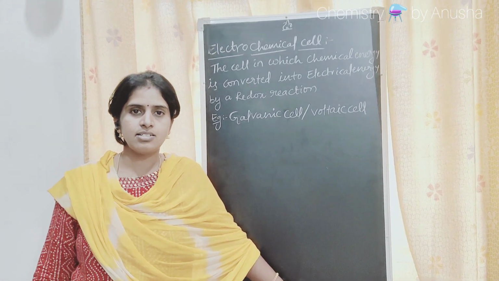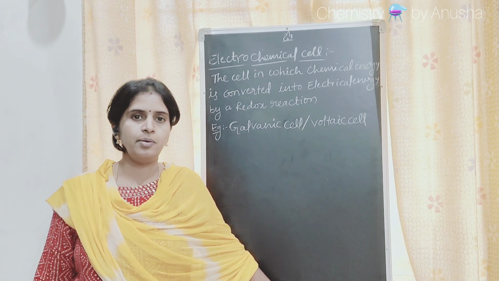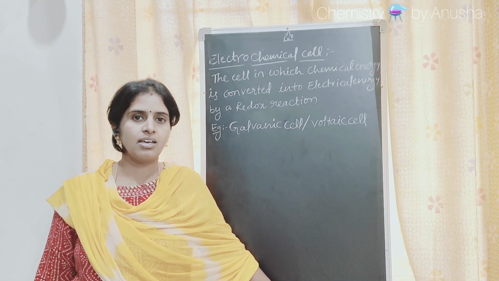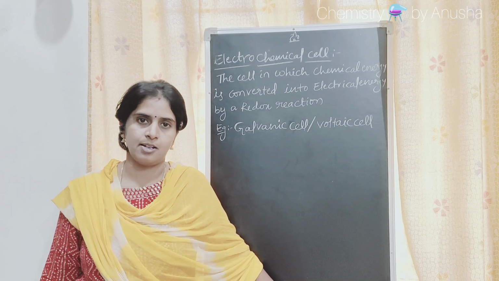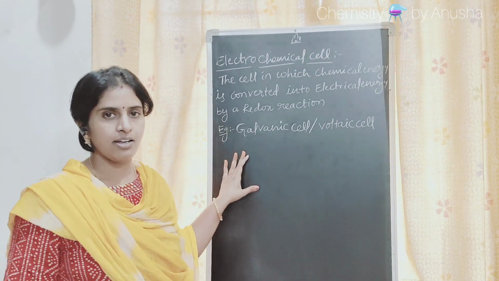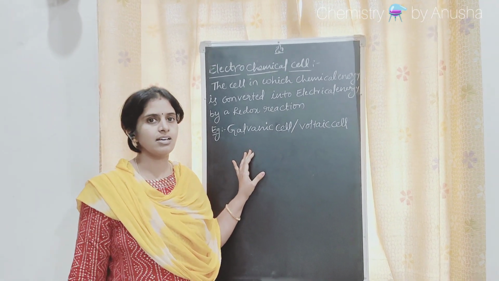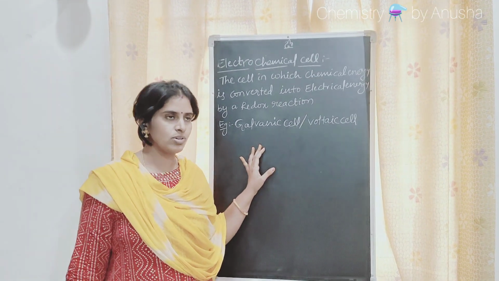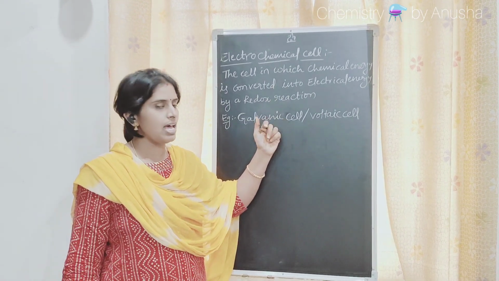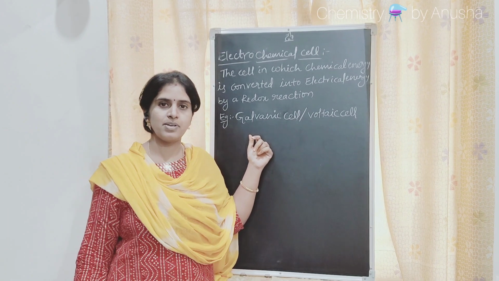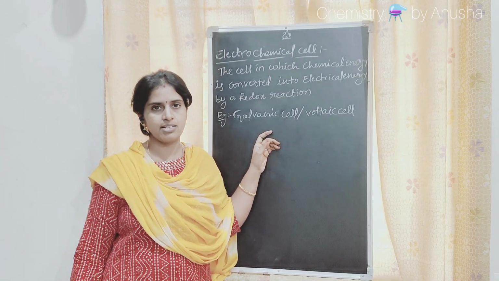We already discussed redox reactions clearly in the previous video. Right now, by taking an example, we are going to discuss the electrochemical cell. Once again, the definition: an electrochemical cell is a device which converts chemical energy into electrical energy. An example of this electrochemical cell is the galvanic cell or voltaic cell.